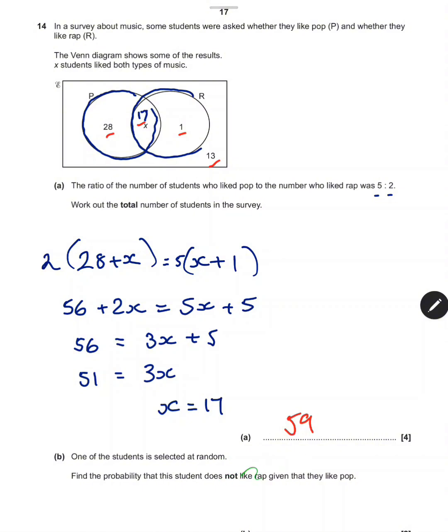Part B says a student is selected at random. What's the probability that they do not like rap given that they like pop? So as soon as we're given the fact that we like pop, I'm only picking out of these students. So 28 add 17 is 45. My probability is going to be out of the 45 students that like pop. And what I want is the ones that do not like rap. That's these 28 students out of the 45.